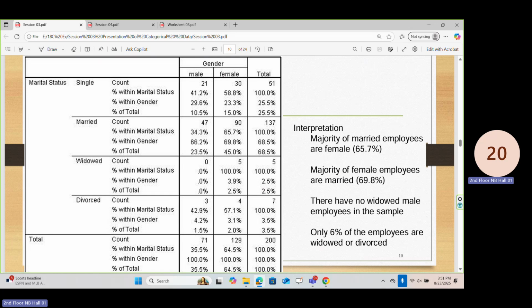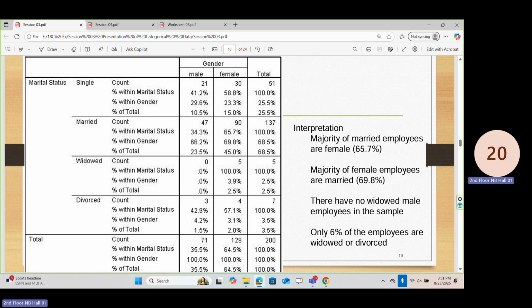Then how we calculate the percentage value? 21 divided by 51 into 1. Other one 30 divided by 51 into 1. They calculate that value within the marital status. Okay, then how we interpret this value? First one is 41.2%. How we interpret it? Then we can say 41.2% of single employees are male. So then we take the single employees, then 41.2% of it male.